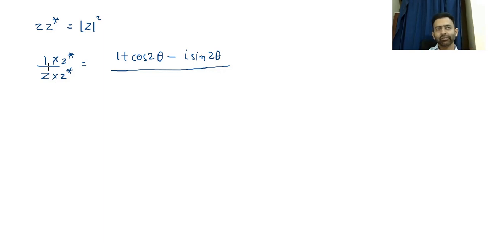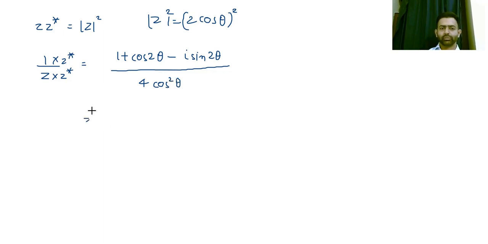Just like we do the rationalization of any number, we do not keep the square root in the denominator. In the same way, we do not keep the imaginary number in the denominator. So this has now been replaced by a real value, which is the magnitude of z square. Magnitude of z, as we calculated in the first part, was 2 cos theta, so mod z square will be 2 cos theta whole square, which is 4 cos square theta.